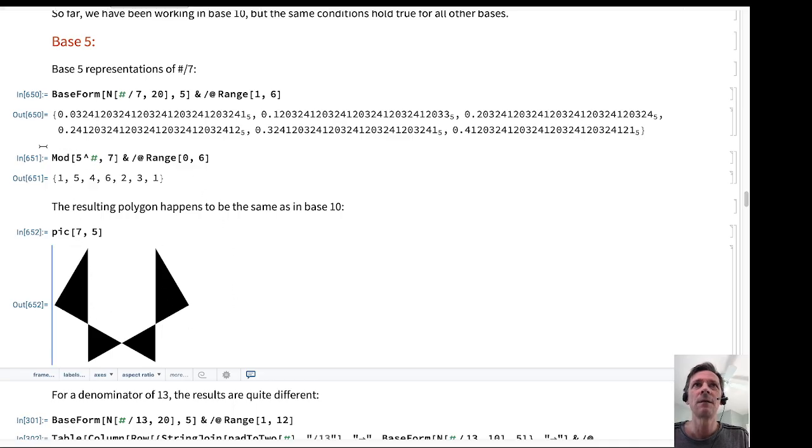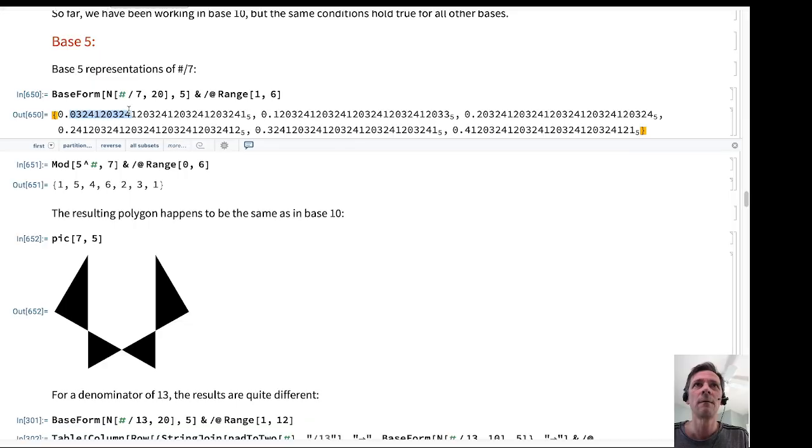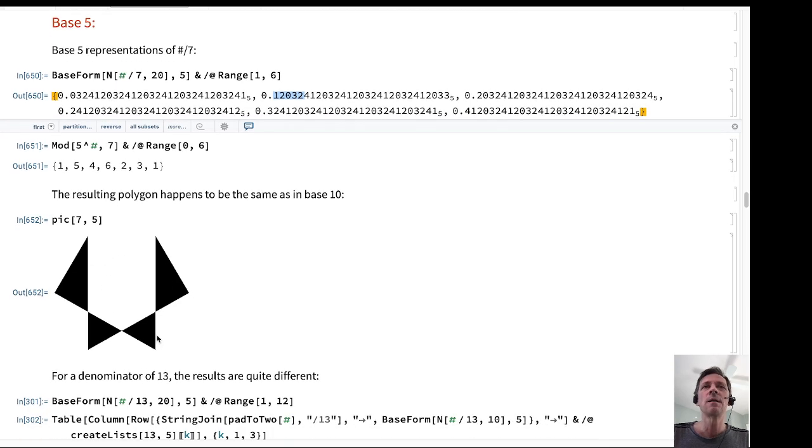And indeed, this is 1, 3, 2, 4, and then 5 comes next in the series, and then 241203 comes next in the series, number 4, and then 6, and then 2. Okay, you get the picture. Okay, these are the same. We end up with the same polygon.